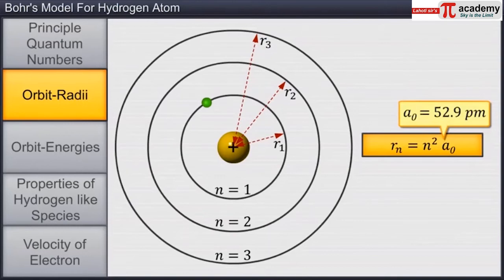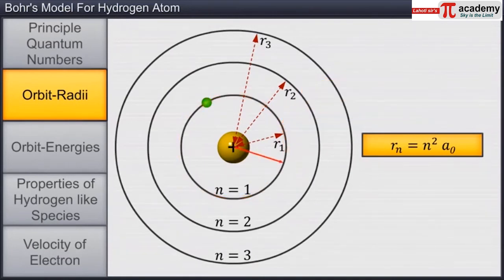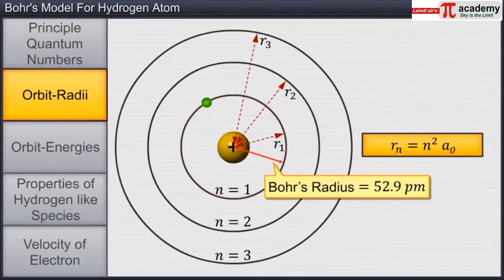This means that the smallest possible value of r, or the radius of the very first orbit, where the sole electron of the hydrogen atom is found in its ground state, is equal to 52.9 picometer. This radius is called Bohr's radius.